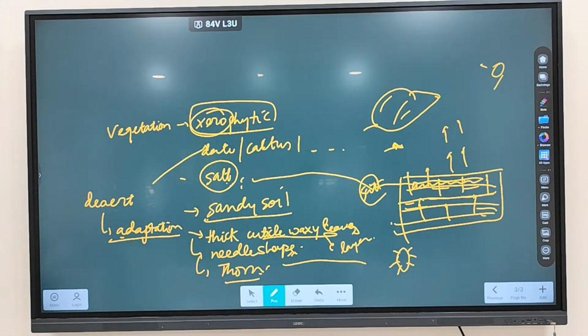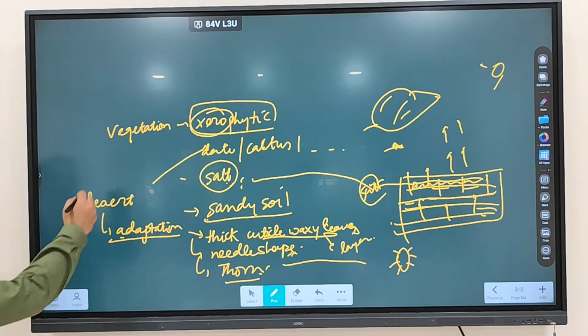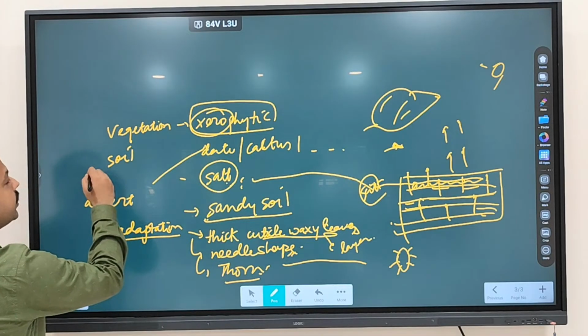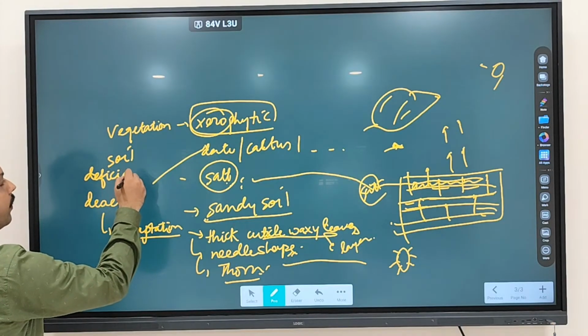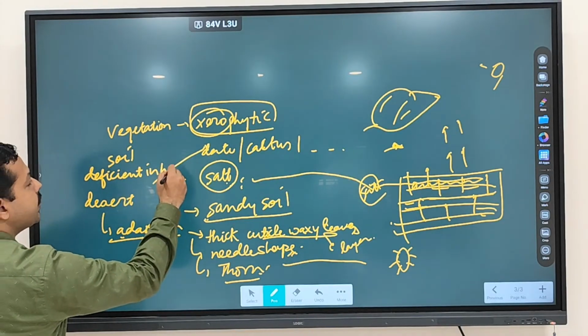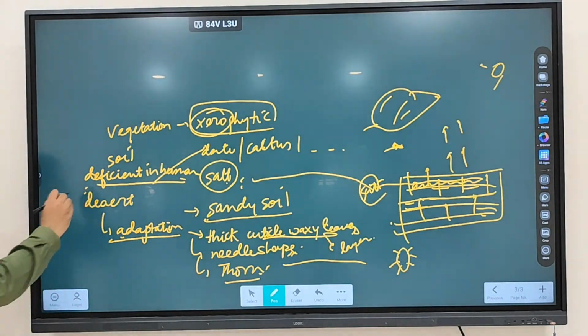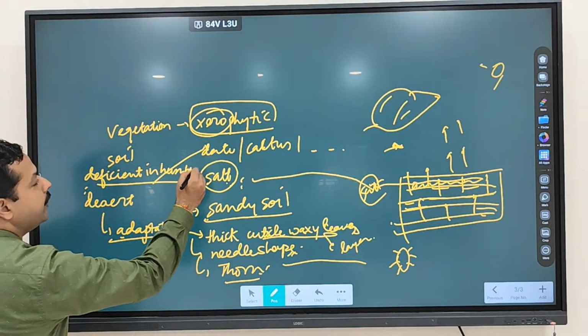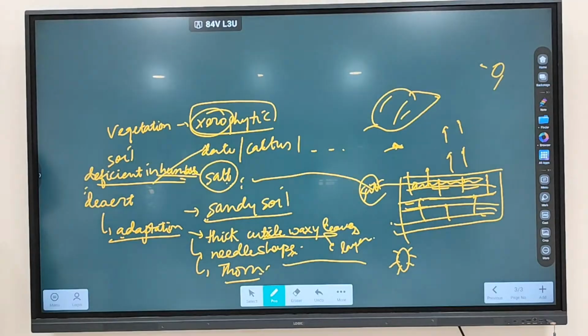Fine. Now, will the soil be rich in humus or deficient in humus? Deficient in humus. Yes. So here soils are also deficient in humus, because not much vegetation is there, not much falling of leaves and so on. So that's why organic matter will be lesser over here. Soils are going to be deficient in humus.